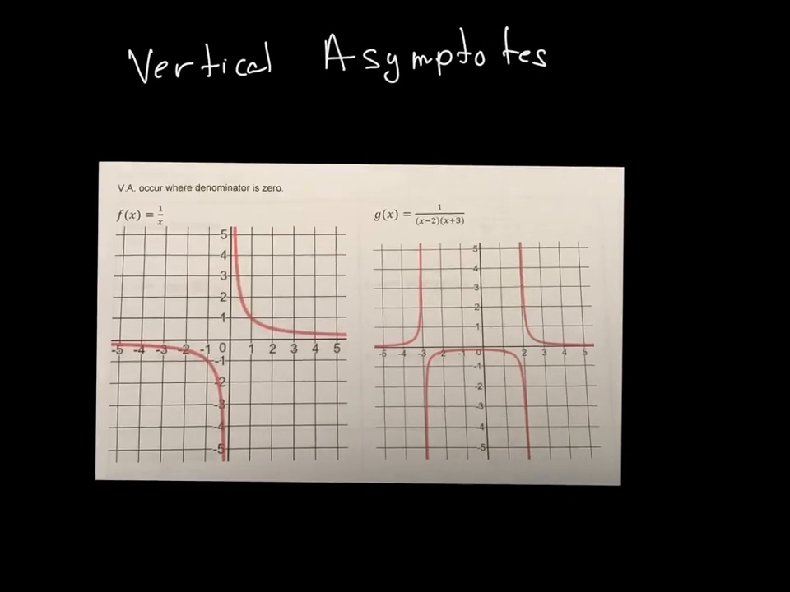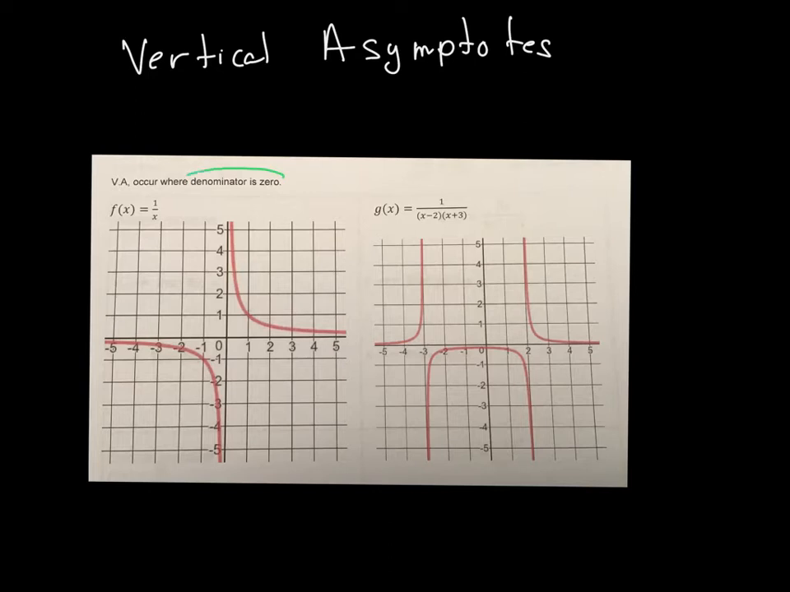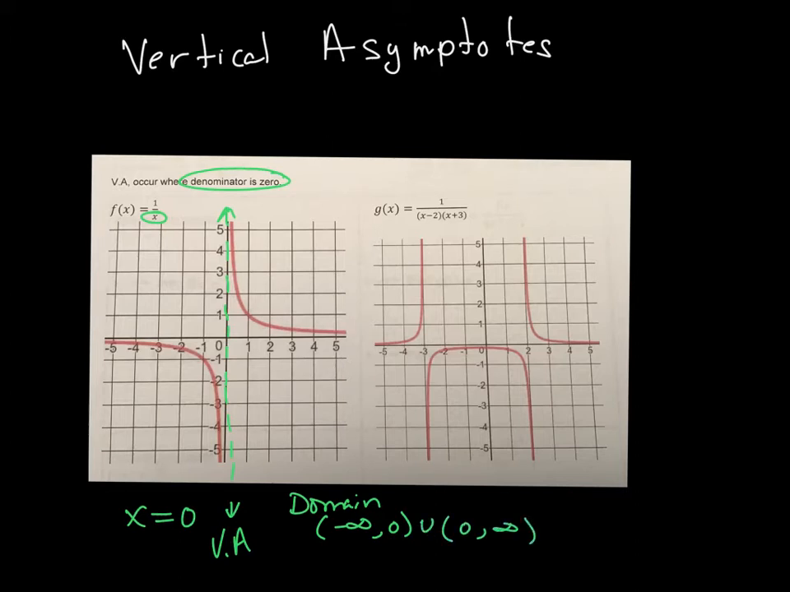All right, vertical asymptotes occur wherever there is a 0 in the denominator. So what you do is you take wherever the denominator is and say, in this case, x is equal to 0. And you will see what happens is there's this imaginary line. This is your vertical asymptote because the domain goes from negative infinity to 0 along with 0 to positive infinity, because inside the domain 0 is excluded.